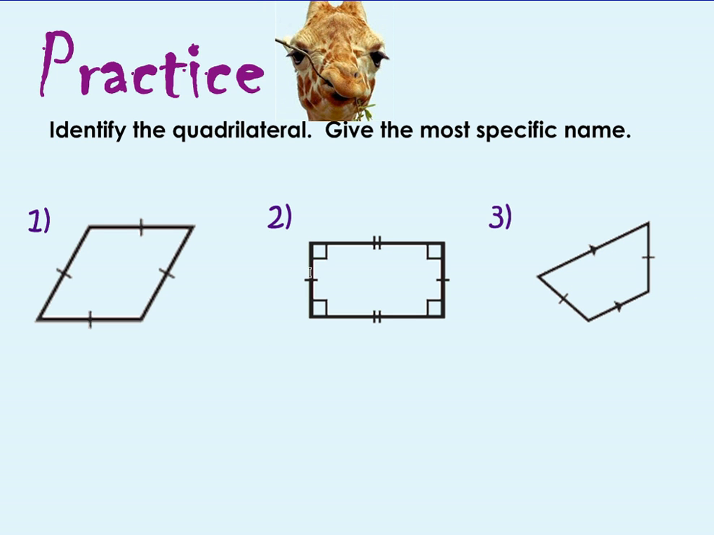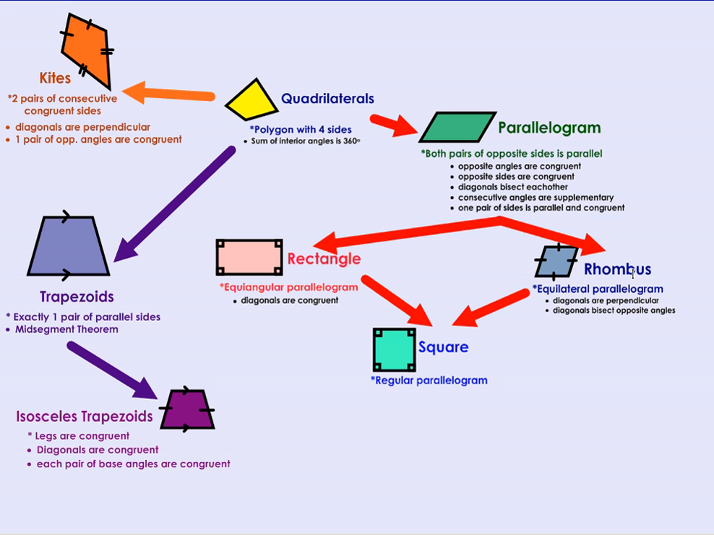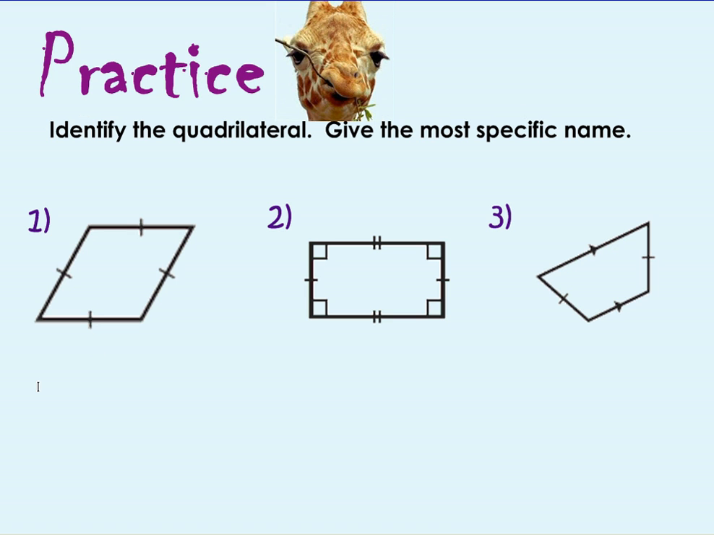So looking at these quadrilaterals, we're going to try to give the most specific name. For number 1, we see that it has all of its sides congruent, so it's an equilateral quadrilateral. We can always refer back to our chart from the previous page and take a look. Okay, well, if it's an equilateral quadrilateral, I know that's true for a rhombus, and that's pretty much it. So what we can say for this one is that this is going to have to be a rhombus.